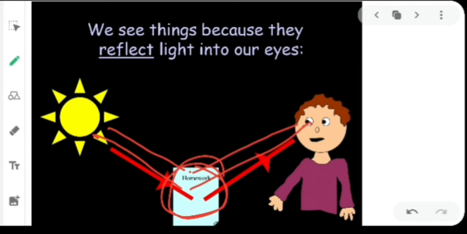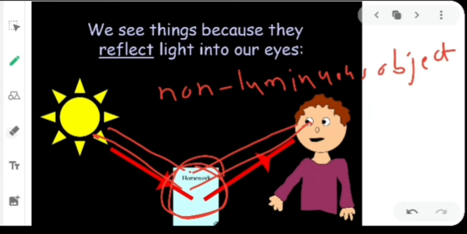So there are again two things about objects. The objects which are visible due to the falling light, or let us say objects which are visible due to a source of light, are called non-luminous objects. What are those objects called? Non-luminous objects.